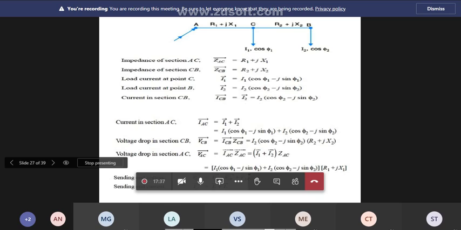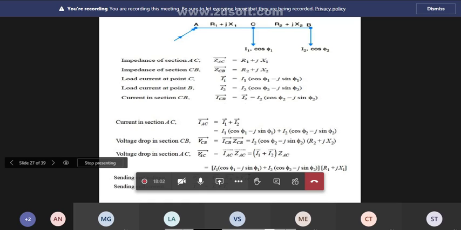So here this is a vectorial calculation, that's why we put bar ZAC, and we know they have given R1 plus jX1, right? So the impedance of section AC, ZAC, is equal to R1 plus jX1. The impedance of CB is R2 plus jX2, right? Now the load current at point C, right?